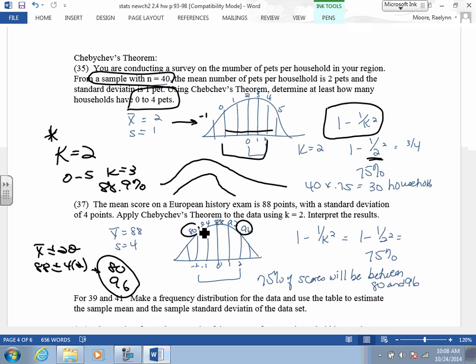75% of your data is going to fall between these 2 scores. He just asked the reverse way. So you interpret this as between 80 and 96 on your test exam. 75% of the kids that took this will score between 80 and 96.